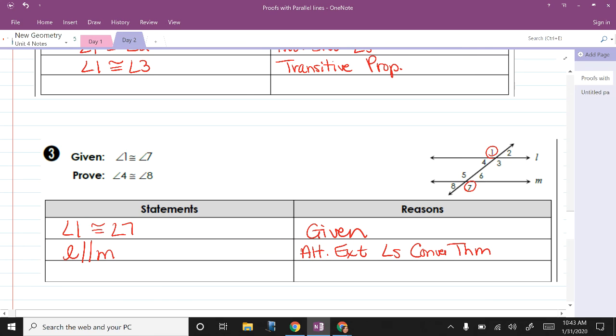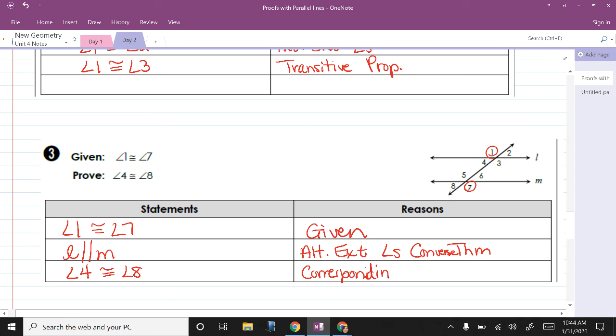I should write converse in case y'all get confused. So now that my lines are parallel, now I can use other relationships, hopefully to prove that angle 4 and angle 8 have a relationship. Do angle 4 and angle 8, now that I know these lines are parallel, do they have a relationship? What's 4 and 8's relationship? Corresponding angles. So now I can say angle 4 is congruent to angle 8 because they are corresponding angles.